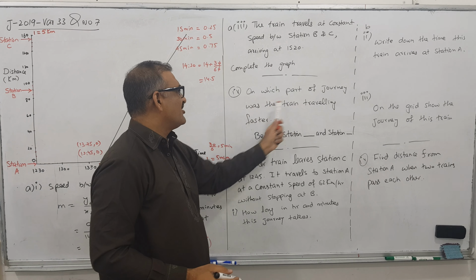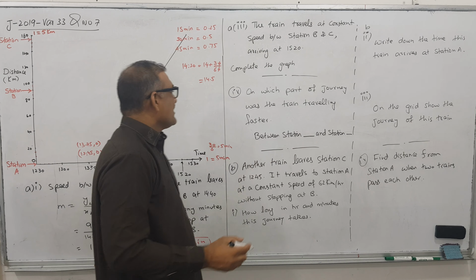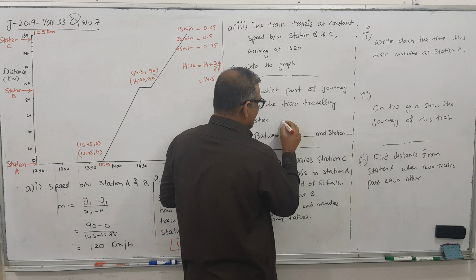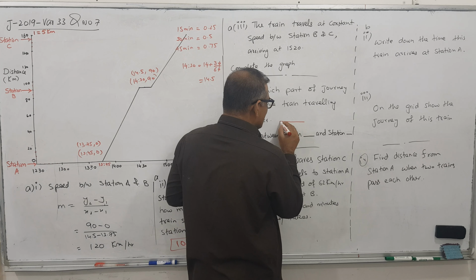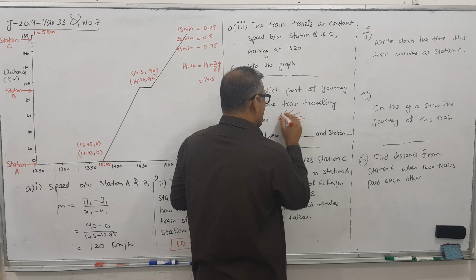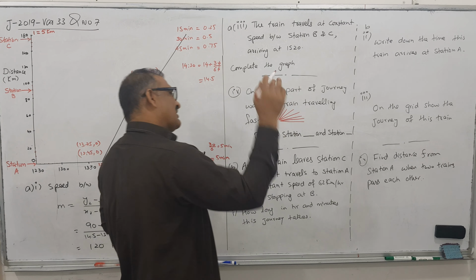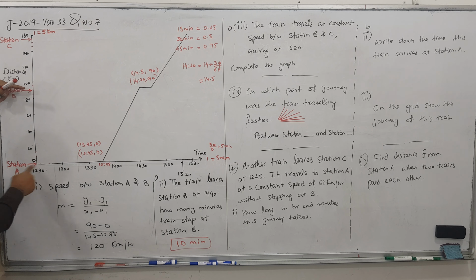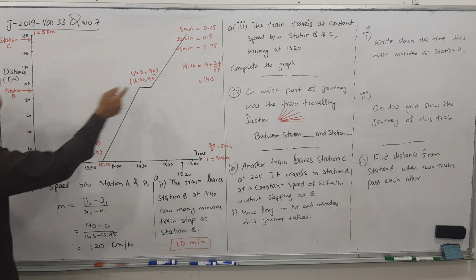On which part of the journey was the train traveling faster? And just to give you a basic idea, for example, this is a zero gradient. This is a little bigger, and this is more steeper, a bigger gradient. So he's asking whether between station A and B the train is faster, or between B and C.